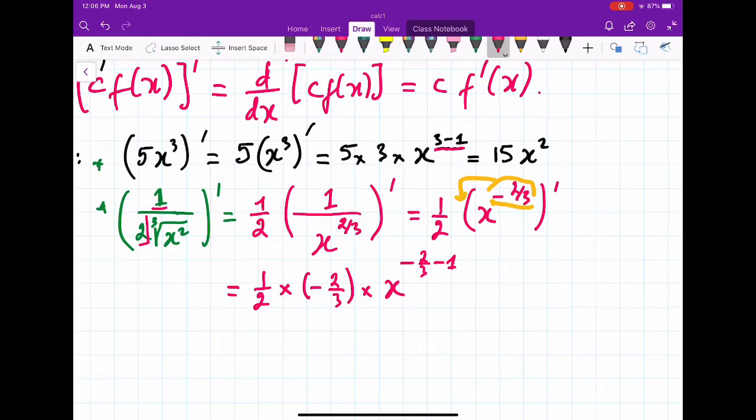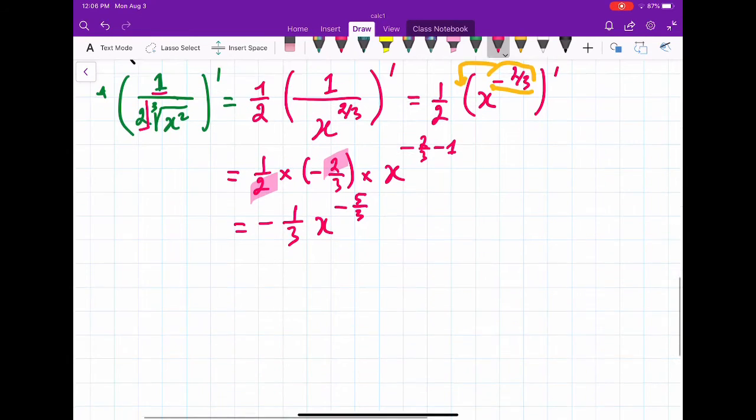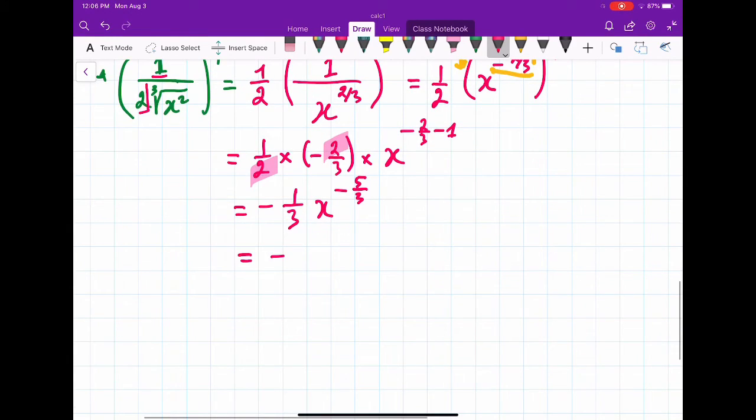Here, the power will decrease by 1 unit, right? So I have 1/2 with the 2, that will be cancelled out. I have negative 1/3, and x to the negative 5 over 3. Or if you want, you can rewrite that as negative 1 over 3 times x to the 5 over 3.